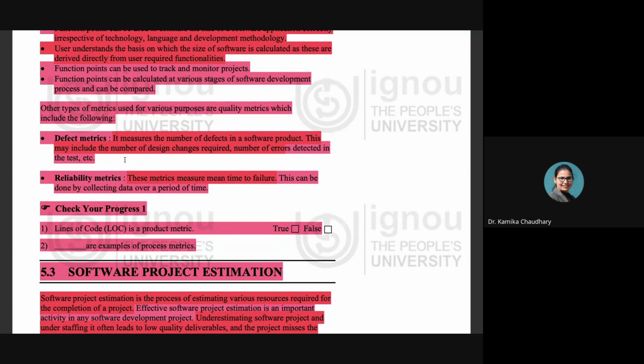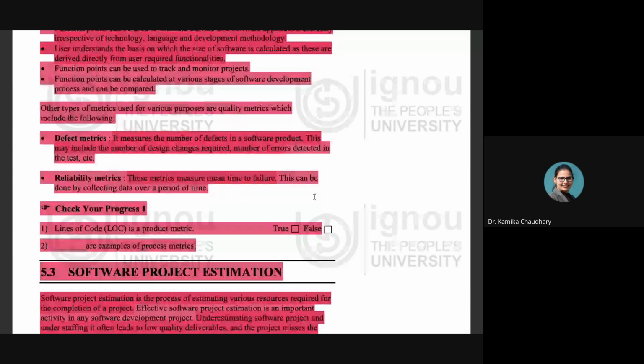Then in the case of the reliability matrix, these matrices measure mean time to failure, means how much amount of the time is being taken in the failure of any software product. So that is being considered into the reliability matrix, and this can be done by collecting the data over a period of time. You just keep on collecting the data, and then you calculate the amount of the time in which the product is going to fail.